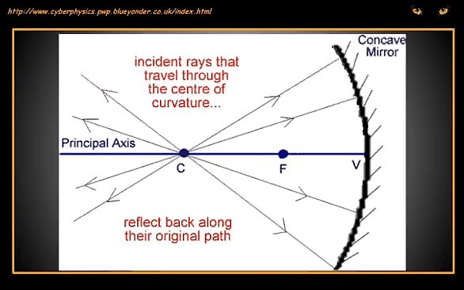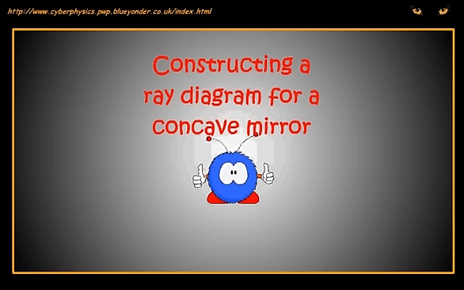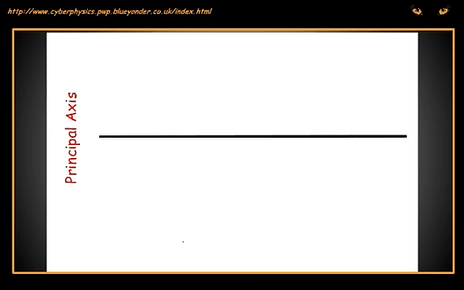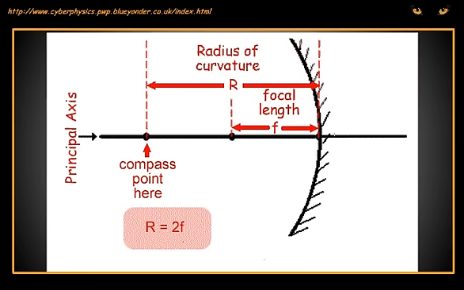I will now lead you through constructing a ray diagram for a concave mirror. First, draw the principal axis across your page. You need to do that for all diagrams of mirrors and lenses. Using a compass, draw the curved mirror so that it is bisected at the principal axis. Ray diagrams are drawn to scale, so whatever value you are given for the focal length of the mirror will need to be doubled for the radius of the circle that you draw for the mirror.